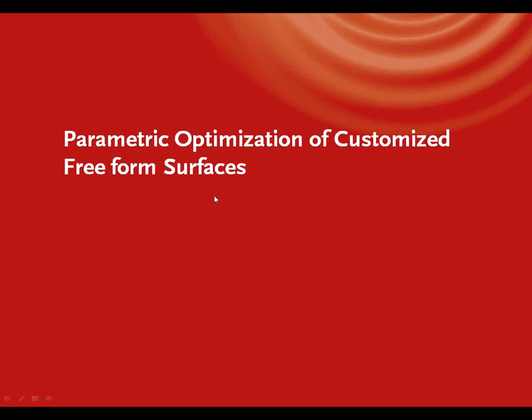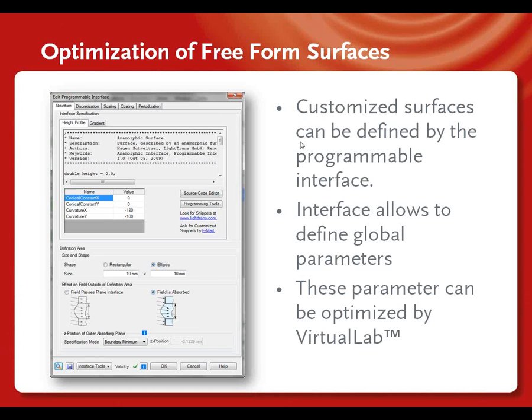So at the end, I'd just like to mention that the parametric optimization is not limited to conical or aspherical or cylindrical surfaces. In general, it can be used for any customized freeform surface. And one way to customize a surface profile is the programmable interface. The programmable interface allows you to enter a small equation, we call this a snippet, for the modeling of a surface profile that is not included in VirtualLab.